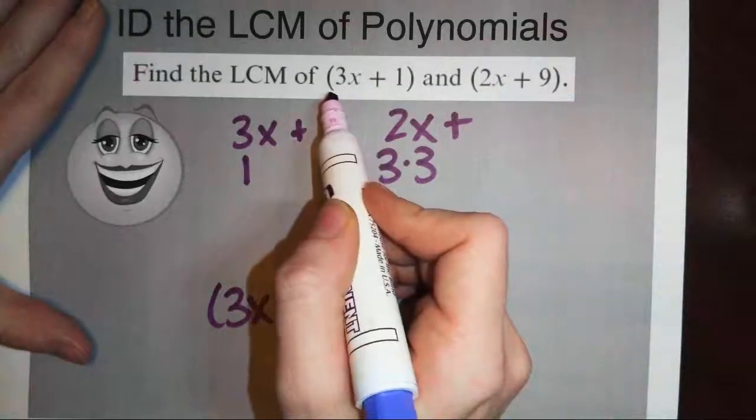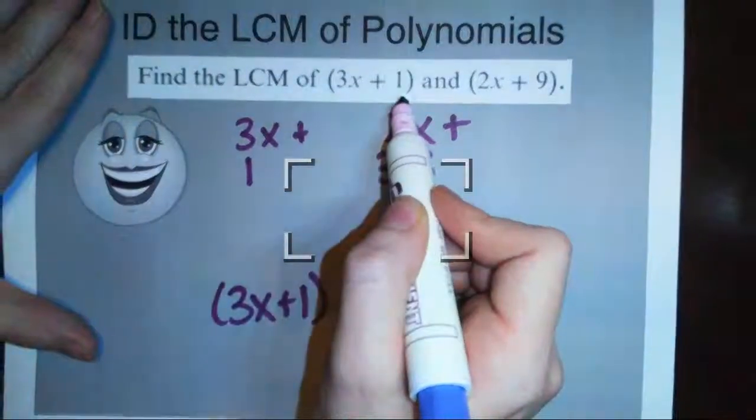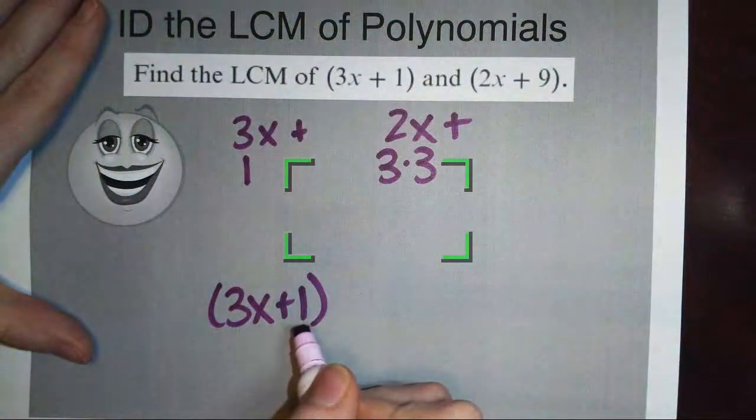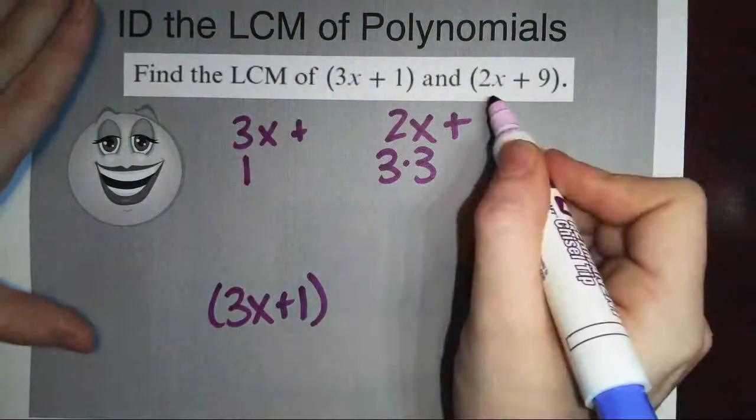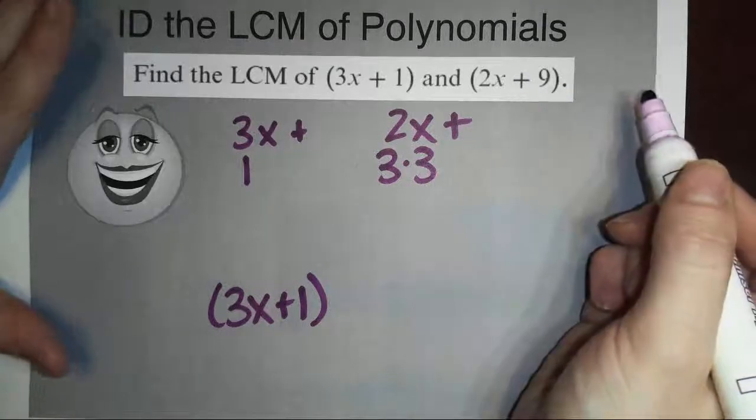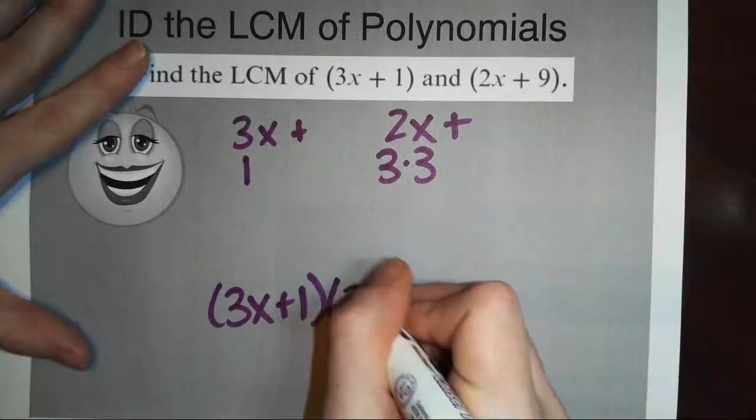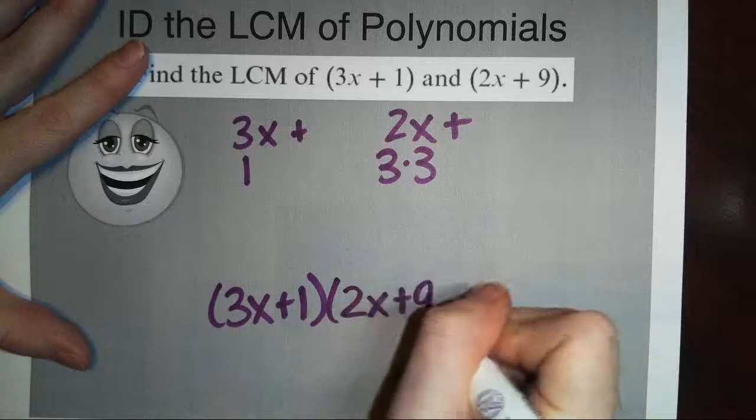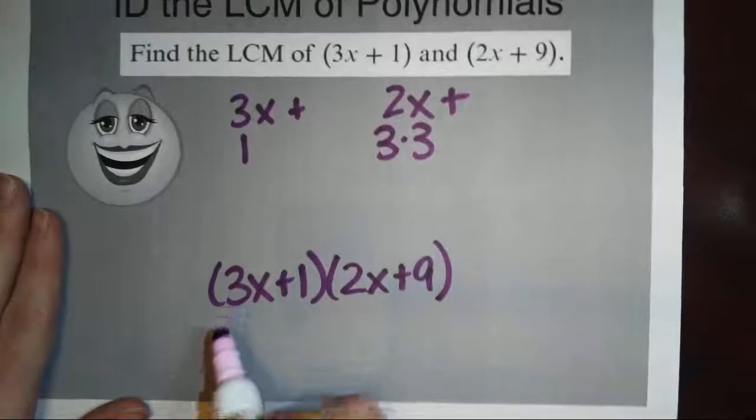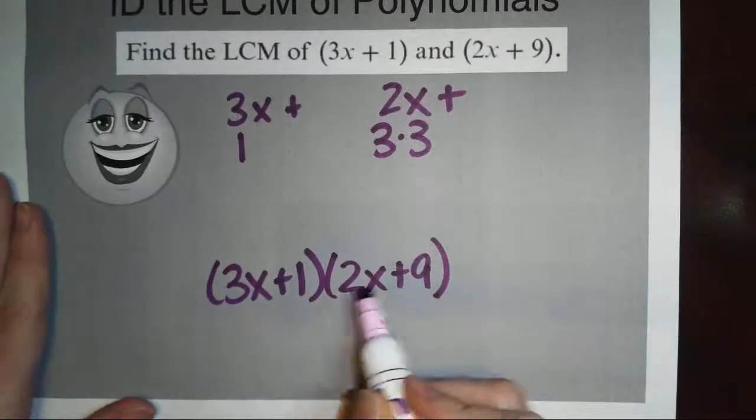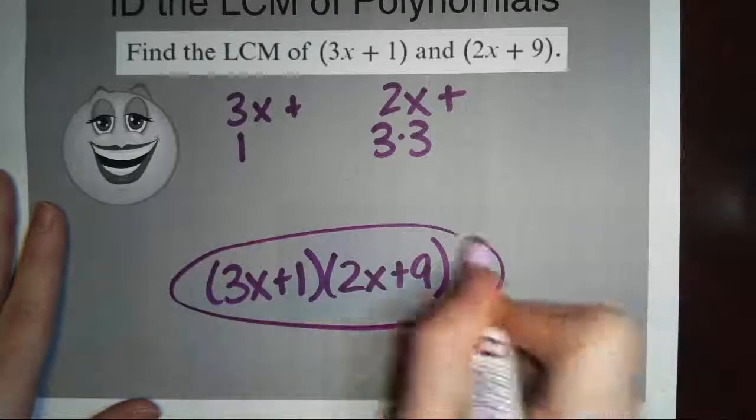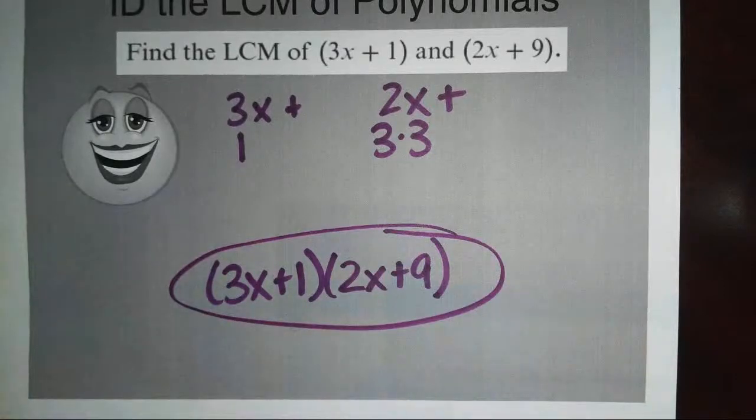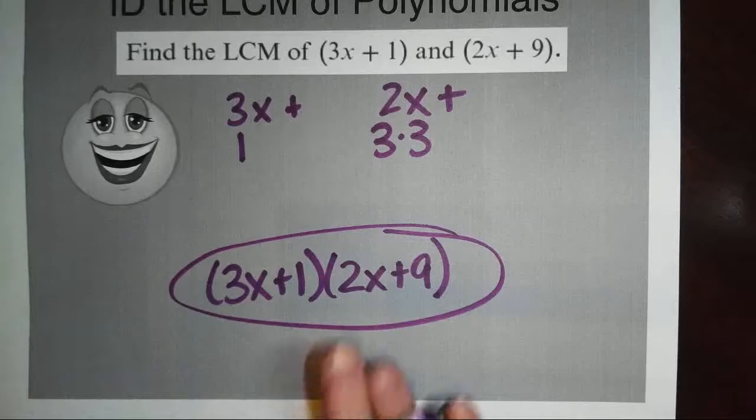The only factor of 2x plus 9 is 2x plus 9. So the factors of 3x plus 1 are 3x plus 1, so we have to use that in our least common multiple. And the factors of 2x plus 9 are just 2x plus 9, so we also have to use that in our least common multiple. And that makes 3x plus 1 times 2x plus 9 the least common multiple for these polynomials.